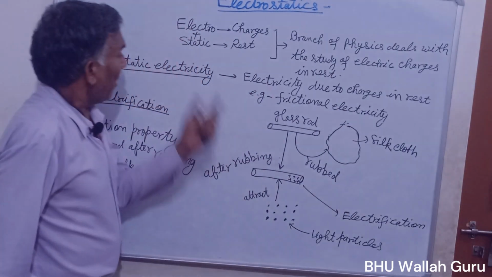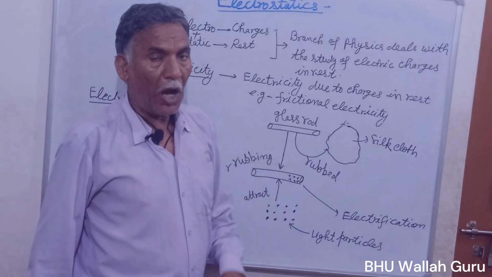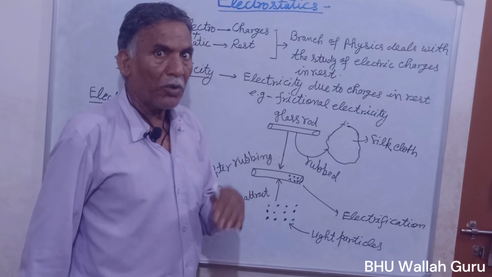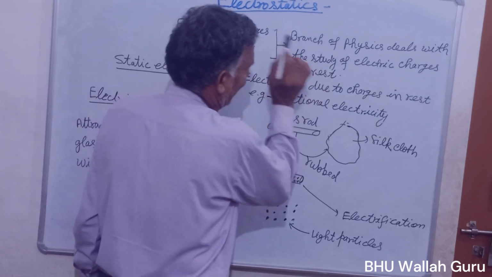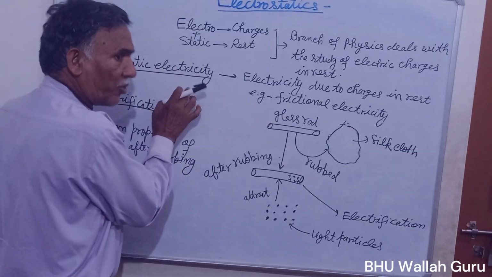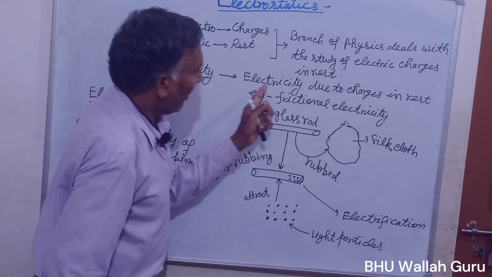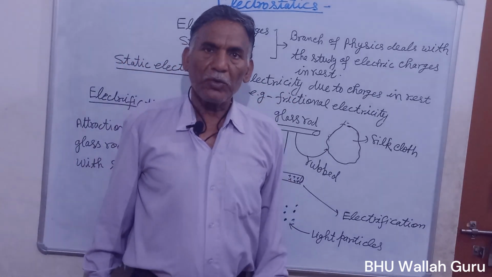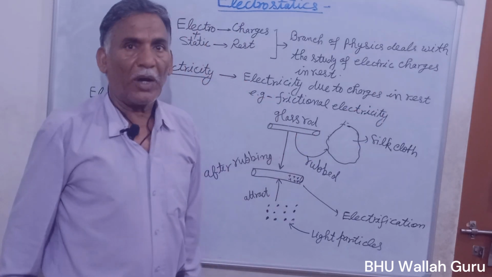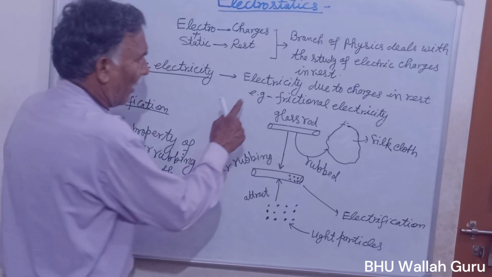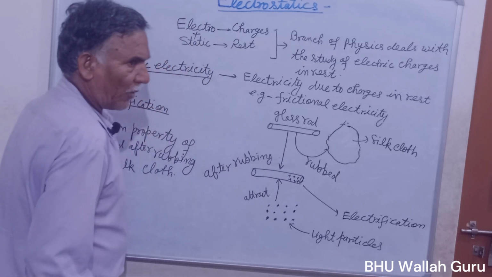Now, what are electric charges and how do they develop, how are they produced? If the charges are at rest, then there is electricity known as static electricity. Static electricity is due to electric charges at rest. Such electricity develops due to the friction of two objects.